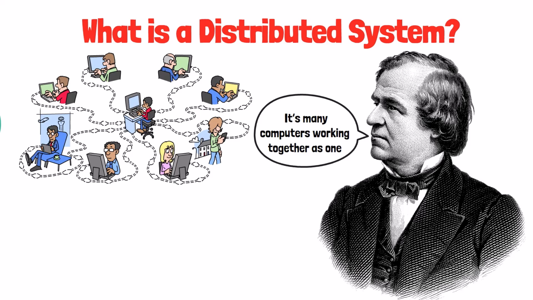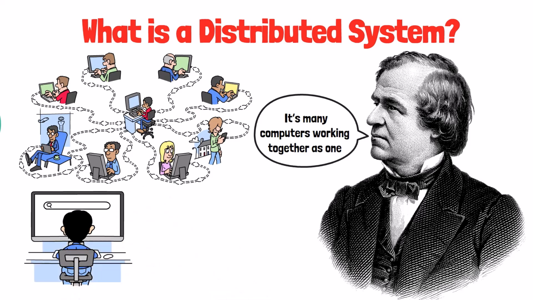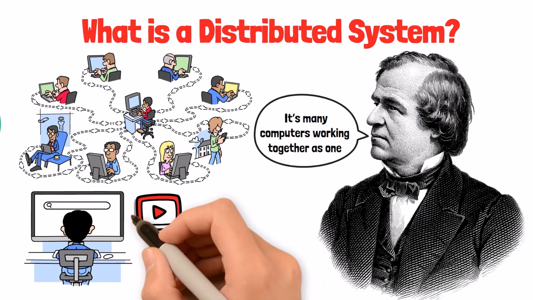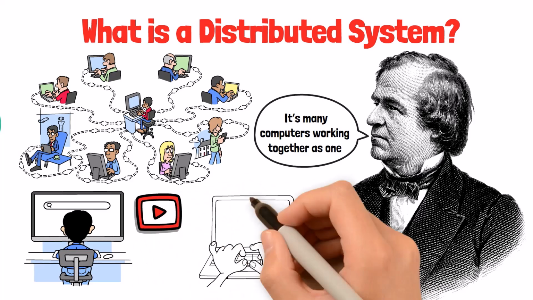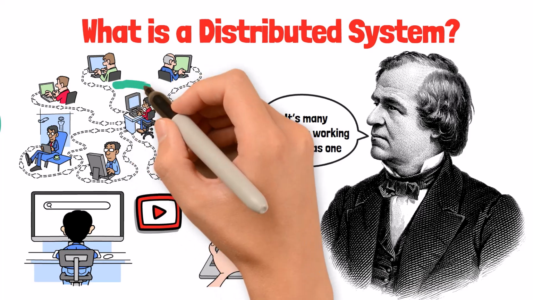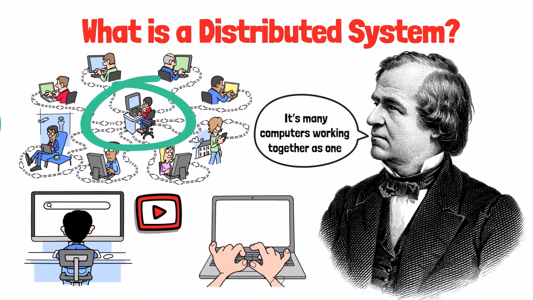Real-life example. Let's say you use Google search or watch a YouTube video. When you type something on Google, it doesn't come from one computer. It comes from thousands of computers spread all over the world, working together to give you results in less than a second. That's a distributed system in action.